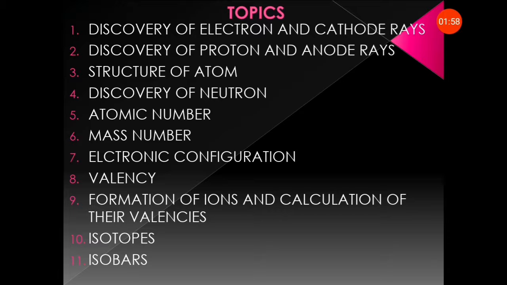Then we discussed the valencies. Valency is the combining capacity of an element. That also we have discussed. And how the valence electrons are transferred from one cell to another cell, that also we have discussed. So most of the topics we have completed in this chapter.